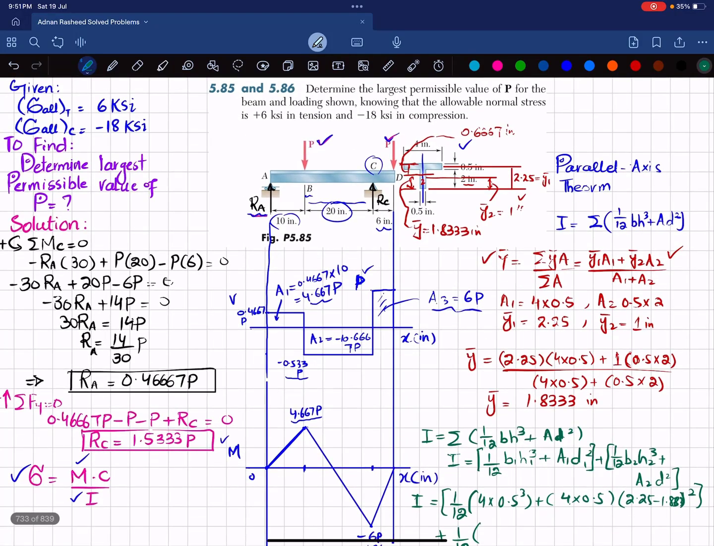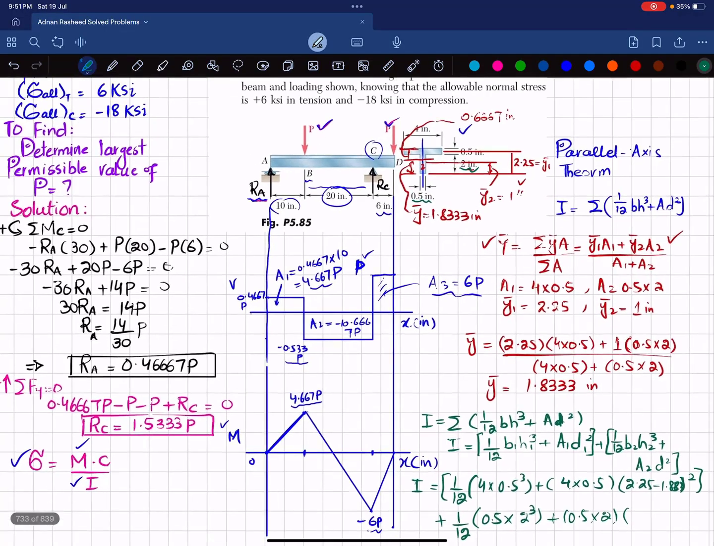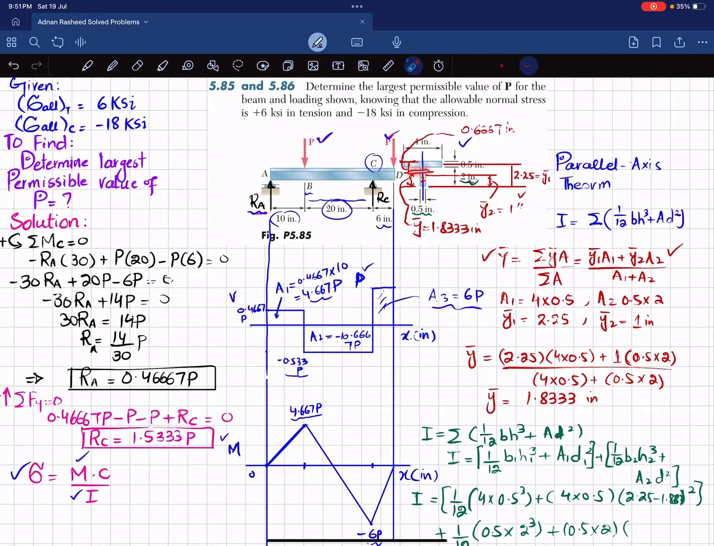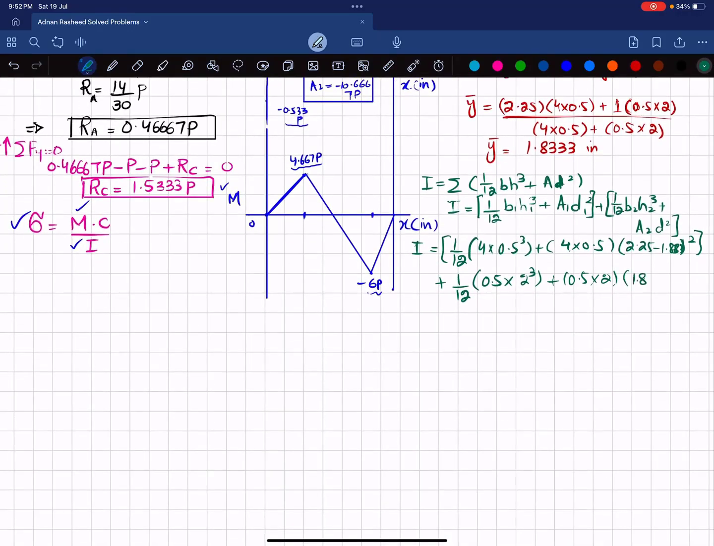Plus 1 over 12. Now for the second section, you can see breadth is 0.5 and height is 2. So 0.5 multiplied by 2 cube plus this area, which is 0.5 multiplied by 2. And now what is D square? D2 is the distance from neutral axis till the mid of this section. So 1.833 minus 1 will give you this distance. This distance is D2. So I can write it as 1.833 minus 1 square. Now when you calculate this, you will get the value of I, and I will be equal to 1.41667 inch power 4.